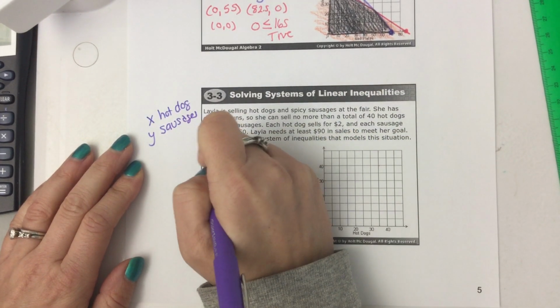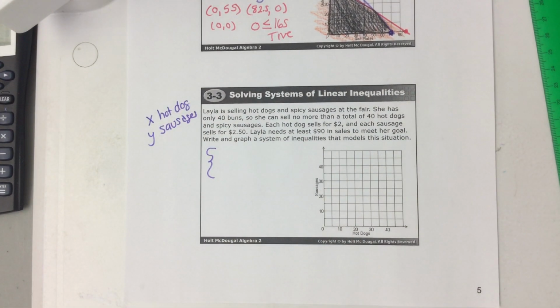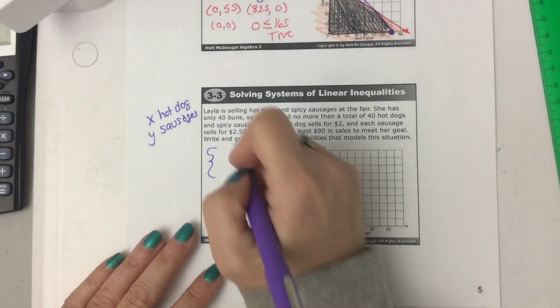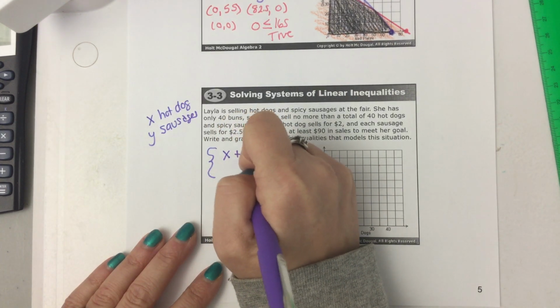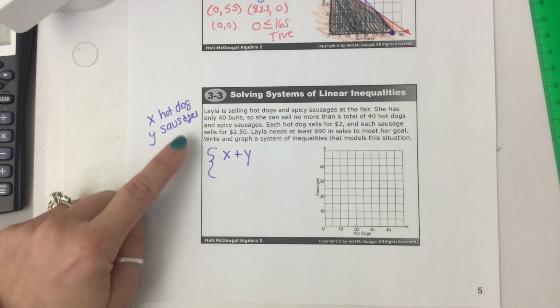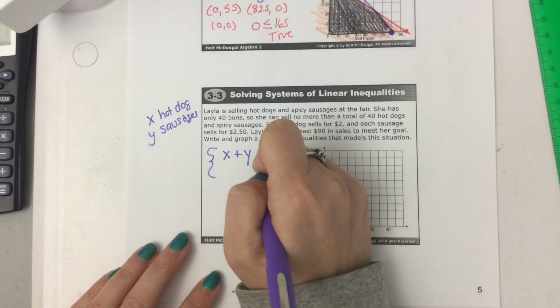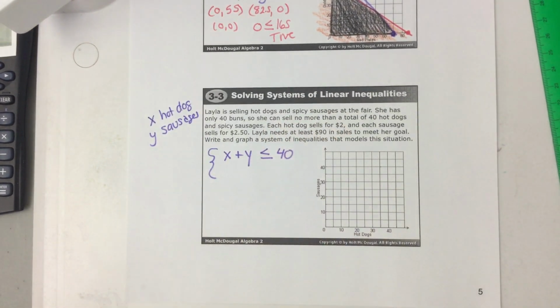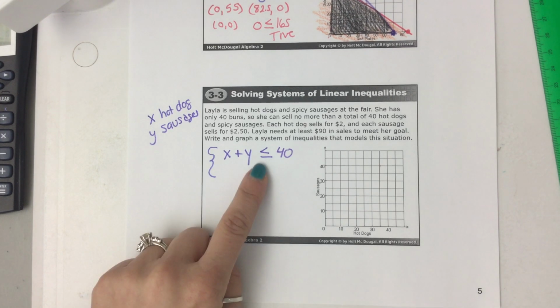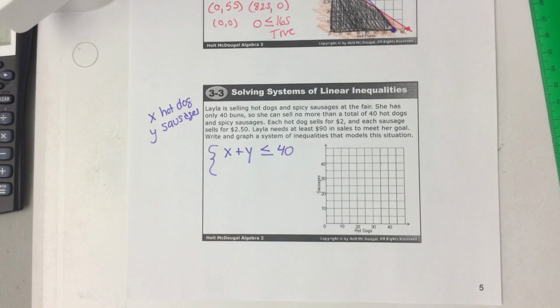Okay, so right away I realized that I do have an inequality here. The amount of hot dogs plus the amount of sausages that Layla sells has to be less than or equal to 40, because otherwise she doesn't have enough buns. She can sell less than 40 and she can sell 40, but if she goes over, she'll have to be like, here, just hand him a hot dog, and that would be awkward. So we don't want to do that.